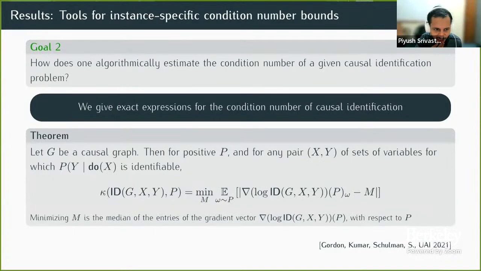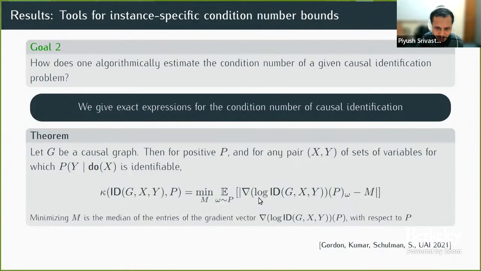So if you have any causal graph and positive P, such that P of Y to X is identified, the condition number can be written in terms of the gradient of the log of the function. So IDG of XY is a formula whose input is the probability vector P. You look at the log of the formula, look at the gradient of that, and you assign a weight to each entry of the gradient. Each entry of the gradient corresponds to one element of omega, the domain of P. P is a probability distribution on elements of omega, and so the entries of the gradient are also indexed by that. You look at the entries of the gradient, the log of the gradient weighted by P, and you look at the expectation of that. It's sort of like the L1 variance.